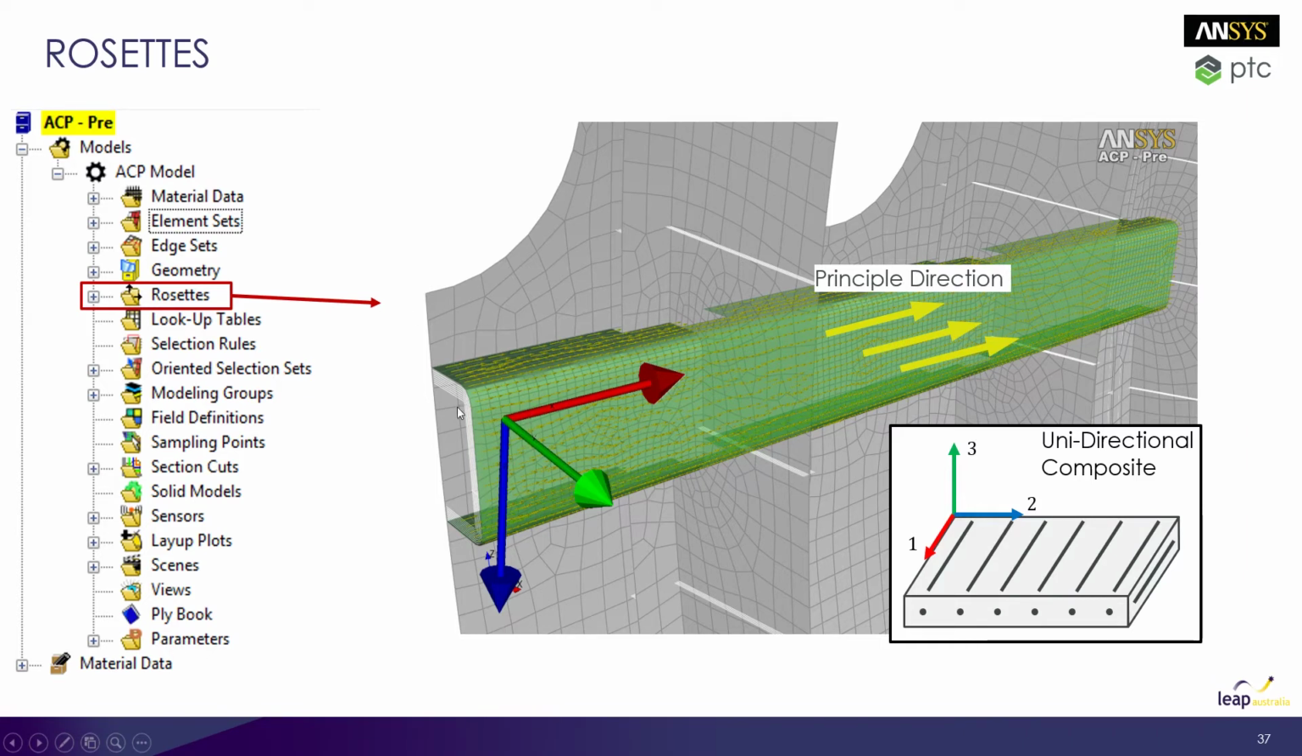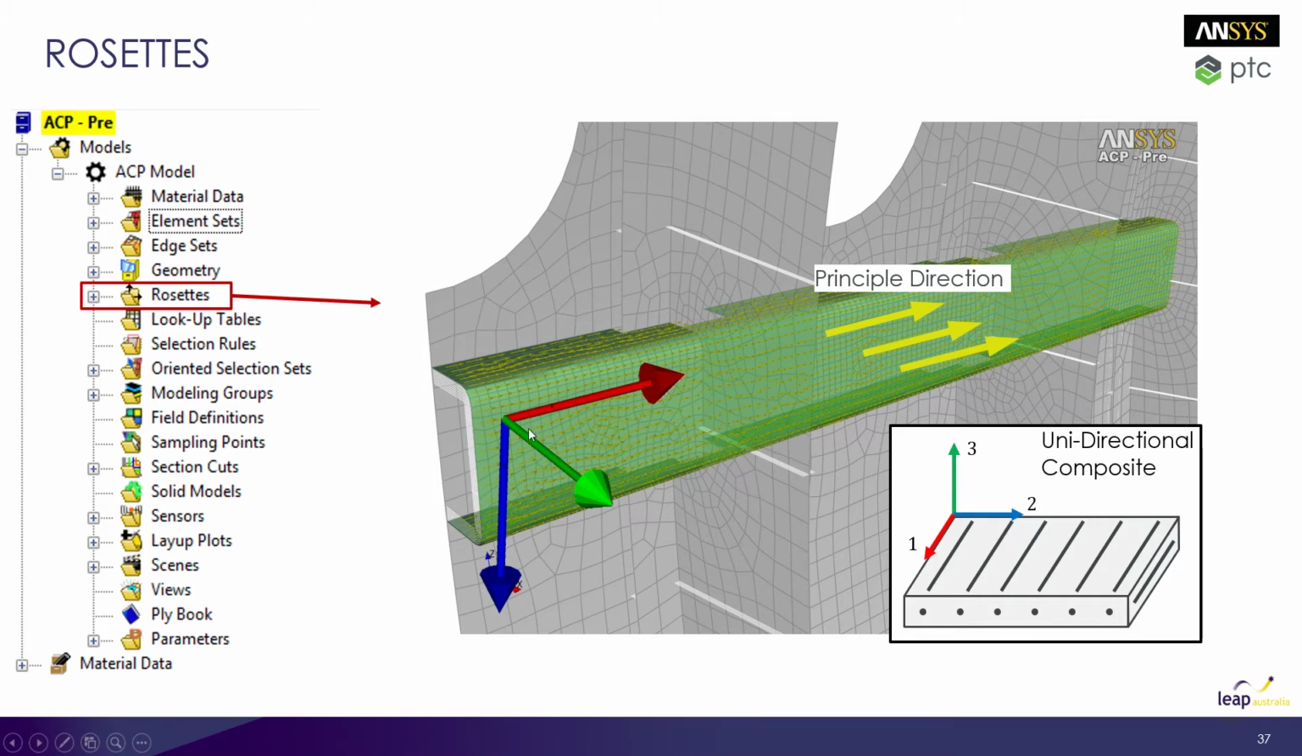So this is what a rosette looks like. For this one it's a Cartesian coordinate system, and it's got a red, green and blue direction. Schematically here, these are set up if you were using a unidirectional composite. So the red arrow is our principal direction, that is our fiber direction. The blue arrow is our transverse direction, so that's normal to the fiber direction. And then the green one, our third principal direction, is the thickness direction.